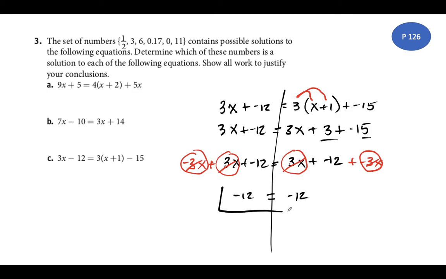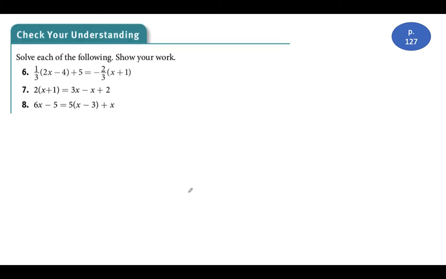And in this case, I get a statement that is true. Negative 12 is equal to negative 12. And that's how I know I have infinite solutions. Every single real number will work. If you plug in the same number for x on both sides, it will work every single time. Infinite solutions. Plug in any number you want. Isn't that interesting? I think it's interesting.